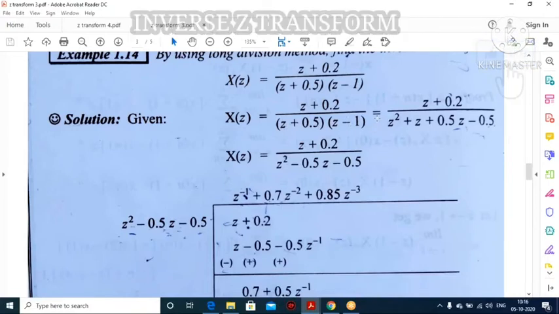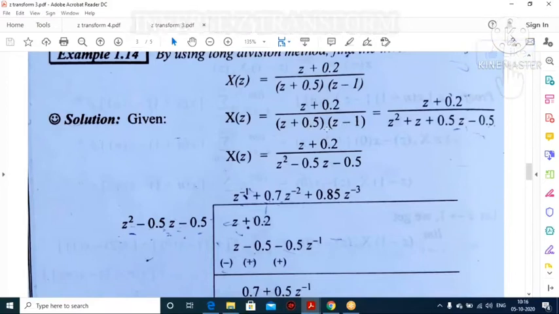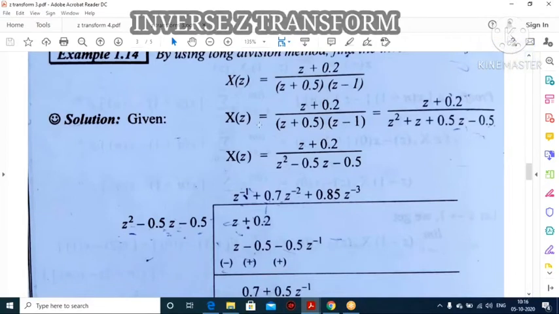Okay, so Z into Z square. Then Z into 1 Z, that is minus Z. Next thing is take it as 0.5. So plus 0.5 Z, 0.5 Z, minus 0.5. So your answer become, here it will be mistake, right?